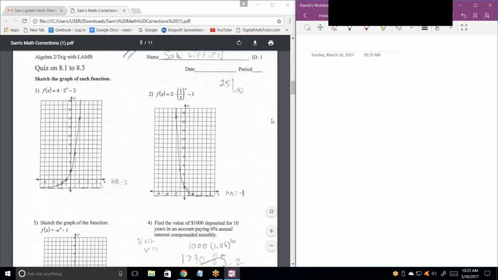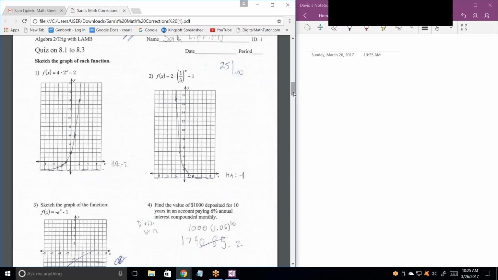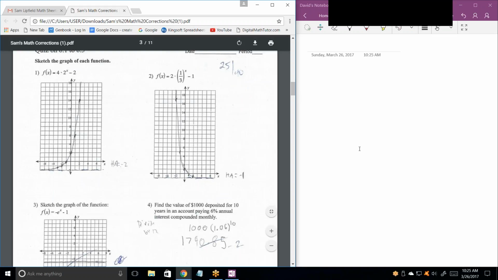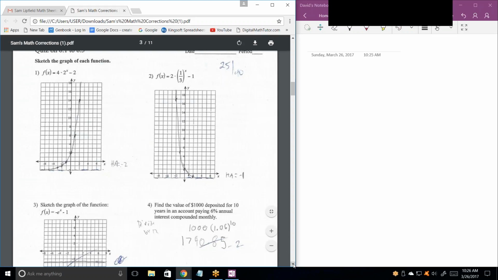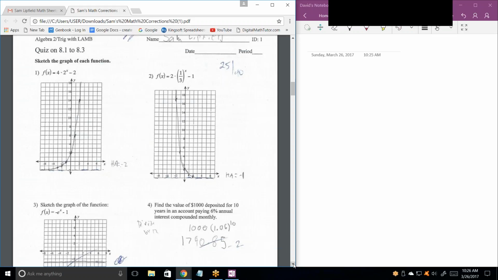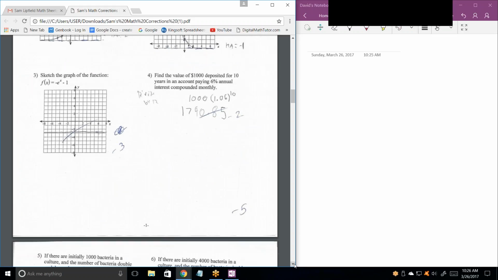Okay, should I just go down here to where we've got, let's see, number 2. Horizontal asymptote. Oh, that's not minus a point. That's your horizontal asymptote. So you got number 2 right. Okay. I guess that's why she uses ink, huh? So that we can tell the difference between your stuff and her stuff.